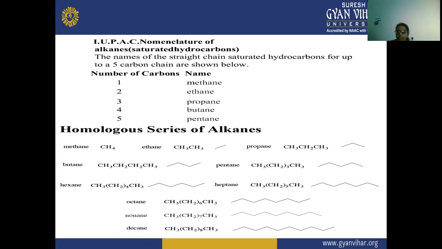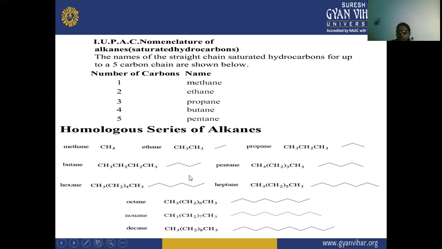Next, in butane, CH3, CH2, CH2, CH3, it has 10 hydrogen atoms, because the carbon is 4, and 4 into 2 equals 8, 8 plus 2 equals 10. So that is why the hydrogen atoms are 10, and it can be represented like this also.